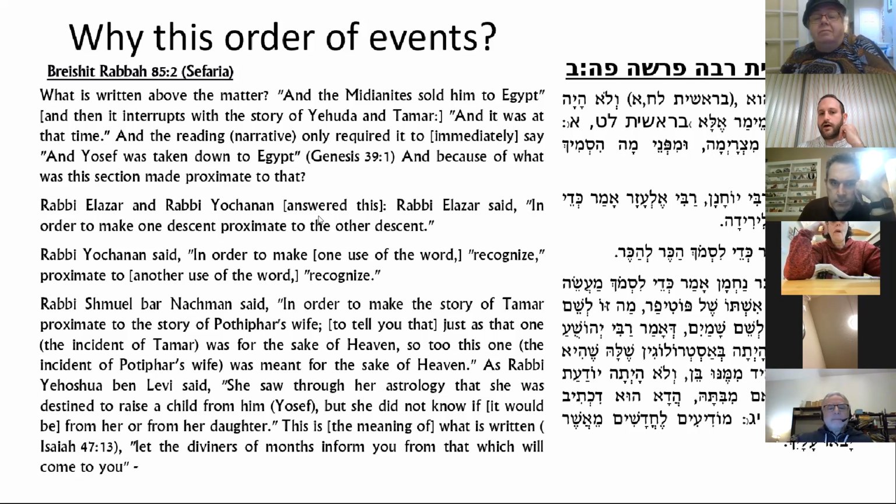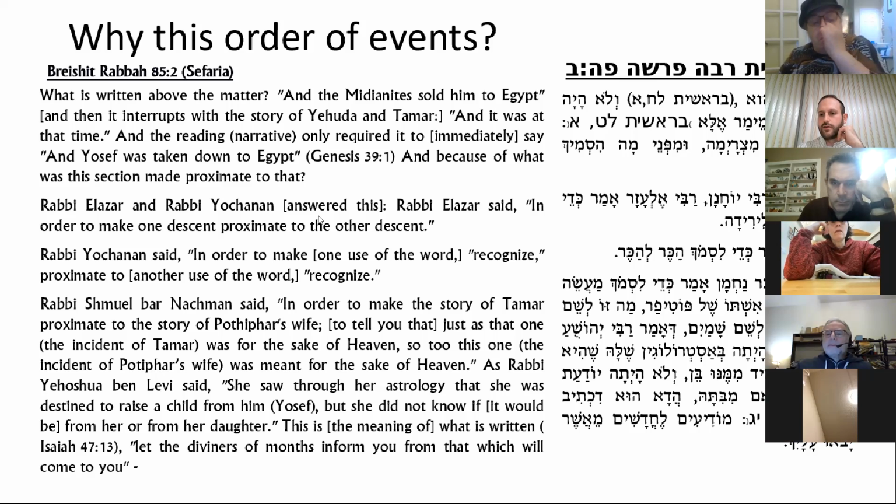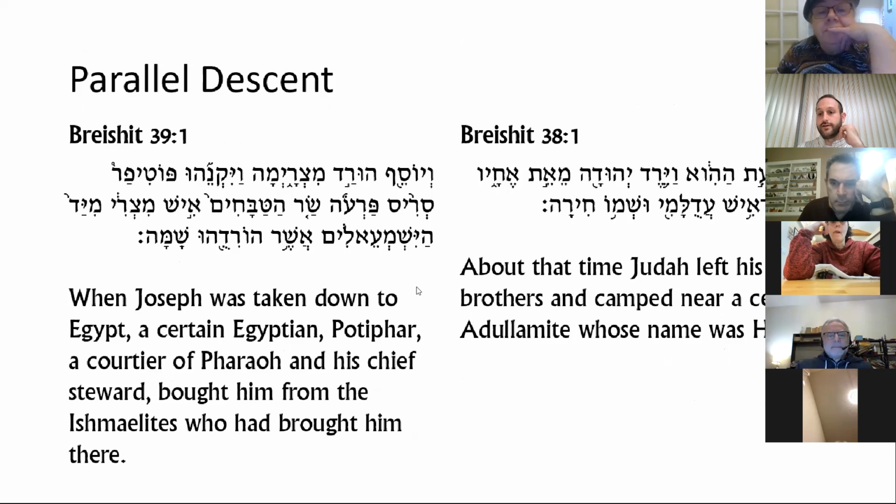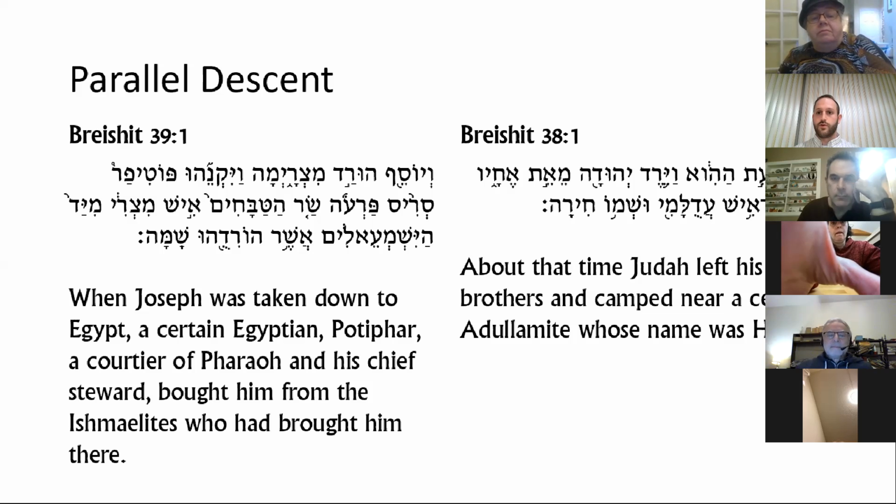So what do we mean by descent, and recognize? Let's look at the psukim inside. Here we go. So the parallel descent. What are the two descents that we're comparing? In the Hebrew it was relatively clear which one was being referenced, because one said Hurad, one said Vayered. Hopefully this will be even clearer now that we see the whole pasuk.